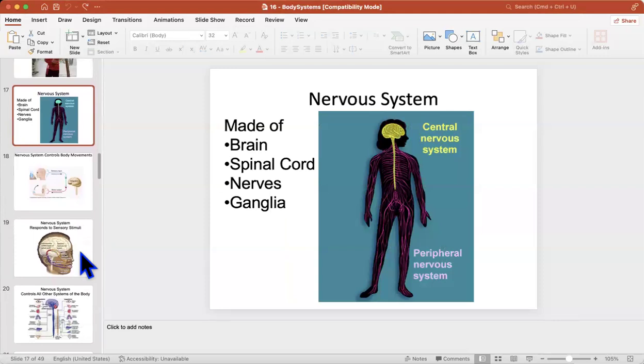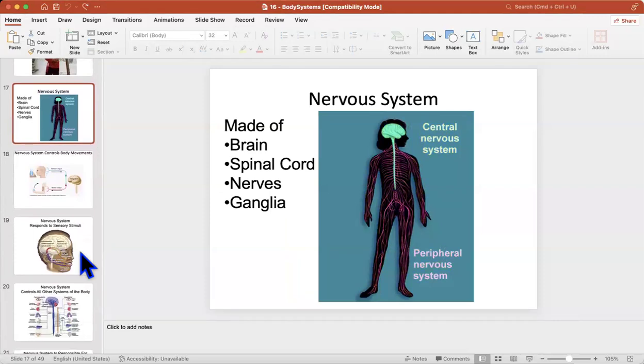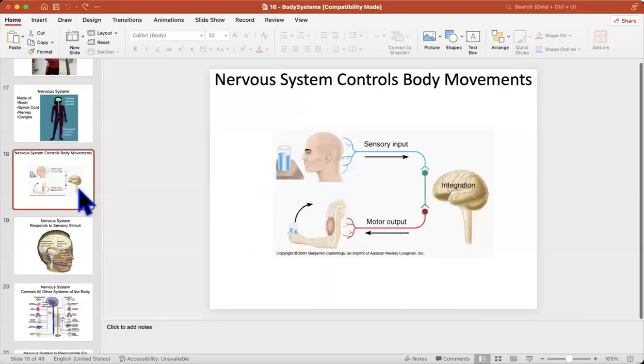Okay, next one, nervous system. Nervous system is a big system, including your brain, spinal cord, nerves, and ganglia. So the brain and spinal cord, we call them central nervous system. They're in your central part, and they are well protected by your skull and your vertebra. And the peripheral nervous system includes the nerves and the ganglia.